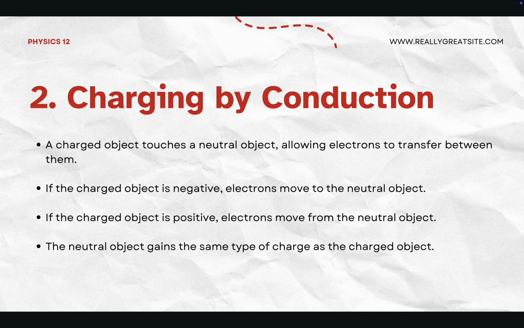Next is charging by conduction. When a charged object touches a neutral object, electrons transfer between them. If the charged object is negative, electrons move to the neutral object. If the charged object is positive, electrons move from the neutral object. The neutral object ends up with the same charge as the charged object.